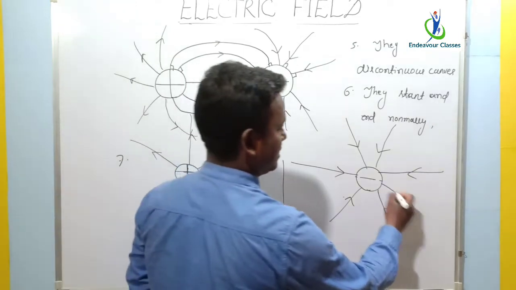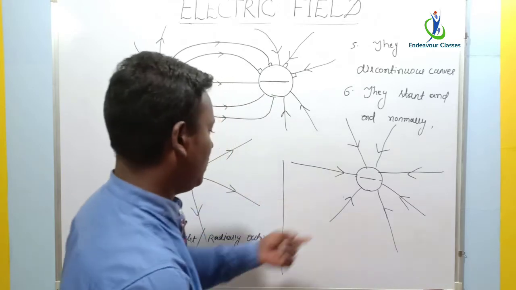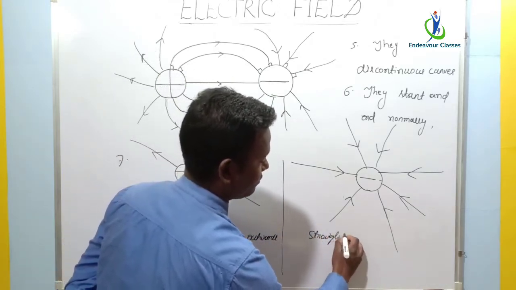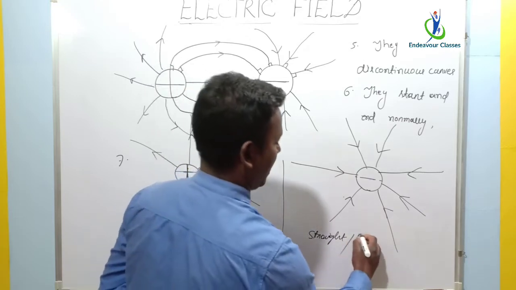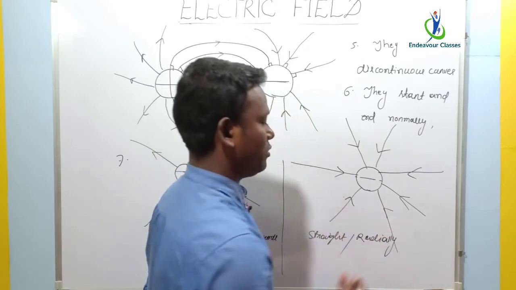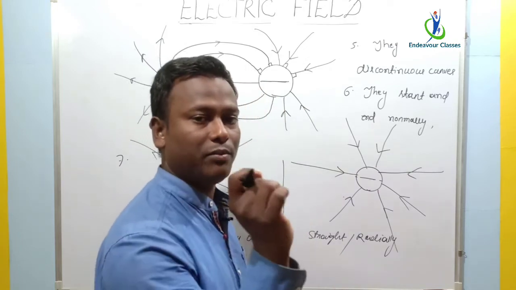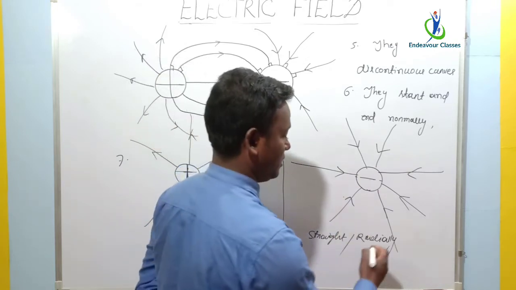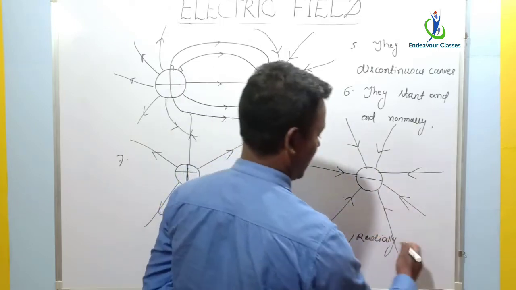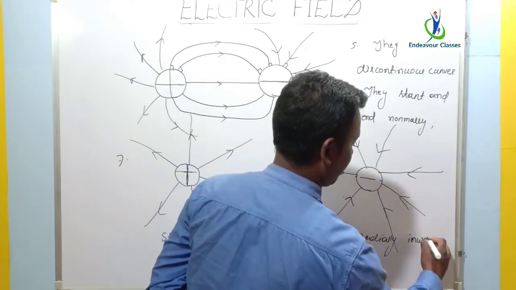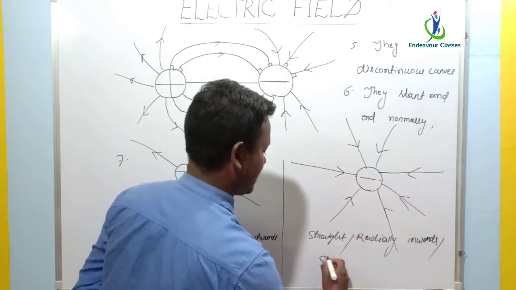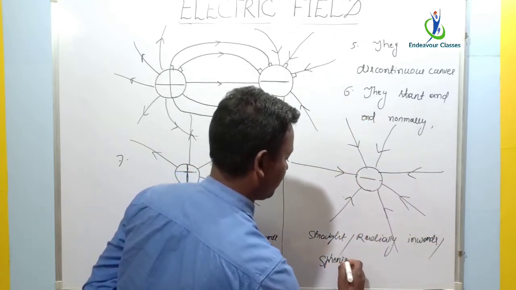The same case is here. Here also the lines of force are straight lines, but they are radially inward, because the direction is according to the direction of movement of a unit positive charge or the test charge. As it is negative, it will be attractive, so it is radially inward. And again it has spherical symmetry.